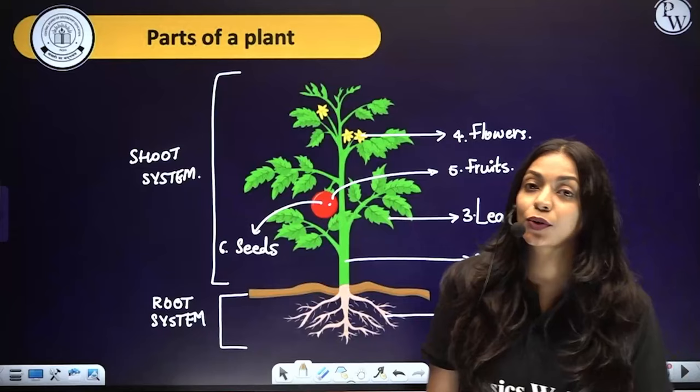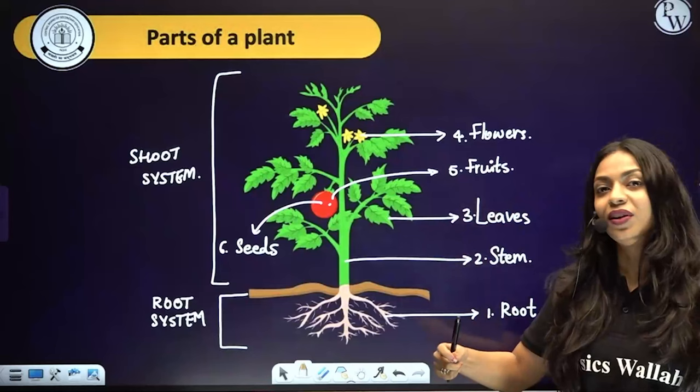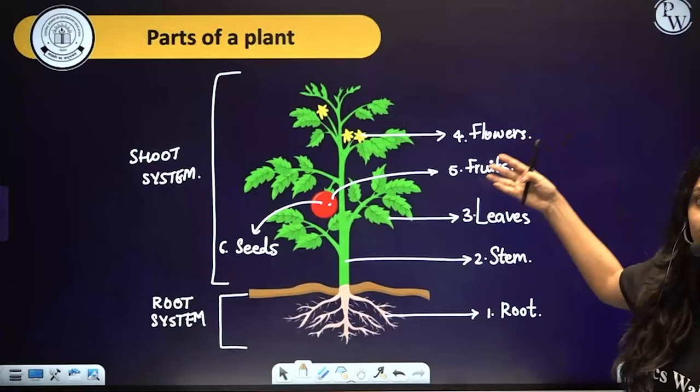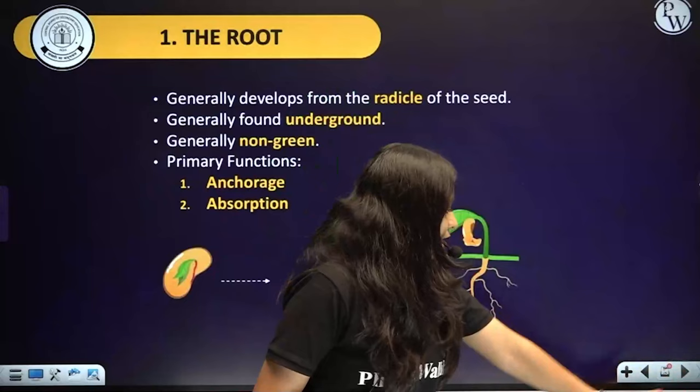So what we are going to do in the course of this chapter is, in this exact same order, we are going to learn about the different parts of a plant. Basically, the morphology of all of these parts. Starting with the root, then we'll move on to the stem, then to the leaves, then to flowers, fruits, and finally the seed. All right? So this is what we are going to learn in this chapter. So let's begin by talking about the root.